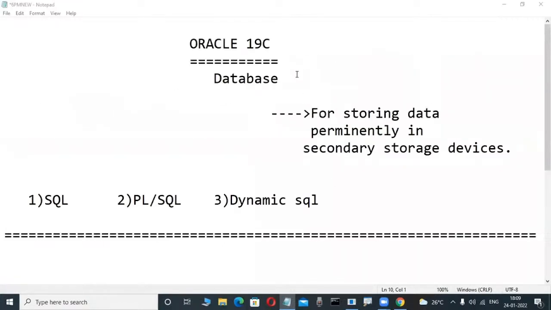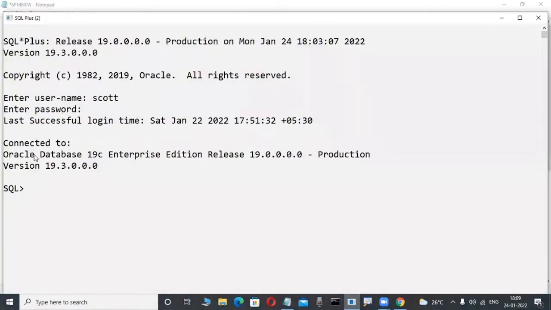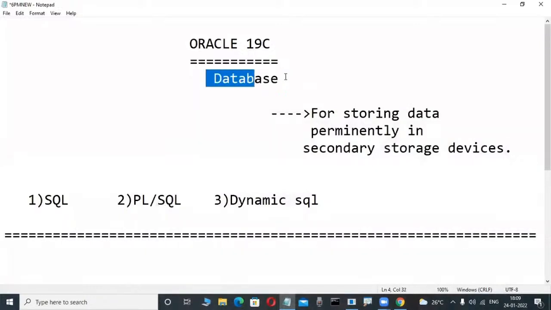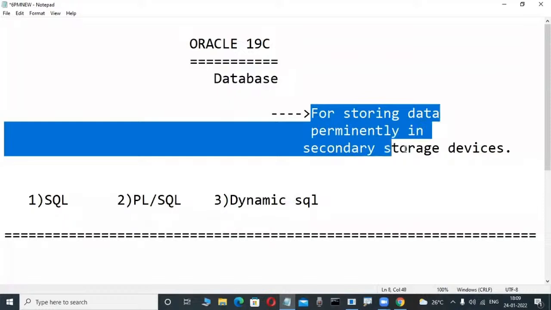Concentrate here. What I am telling, anybody not attending the previous classes, don't be afraid, don't worry. Simple. Oracle is a product from Oracle Corporation. 19C is a version. This Oracle is a database product. The previous class notes are just for an idea. For newcomers, what is the purpose of this database product? It is for storing data permanently in a hard disk.